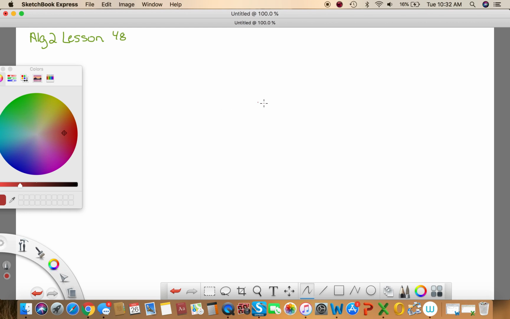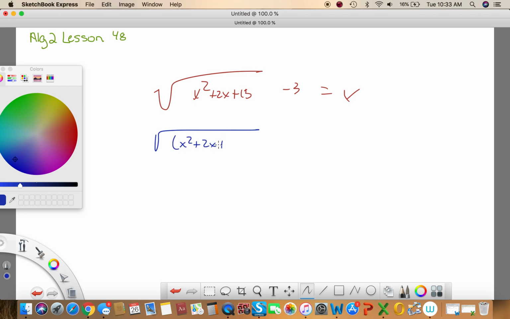Okay, one more. So I have the square root of x squared plus 2x plus 13, minus 3 equals x. You still don't panic, because you have an x over here and you've got a square. You're still going to isolate the radical. Can we factor this? No. So we're going to leave it as x squared plus 2x plus 13 equals x plus 3, because I added 3 to both sides.